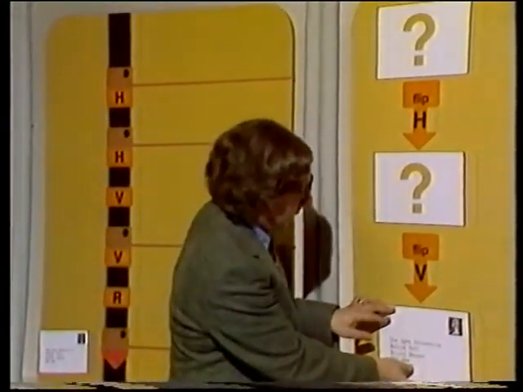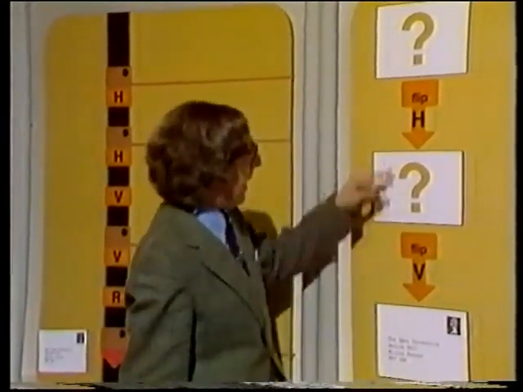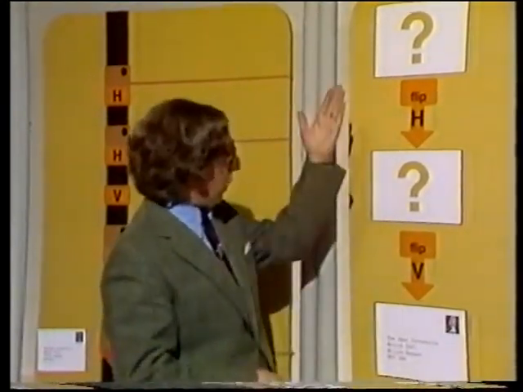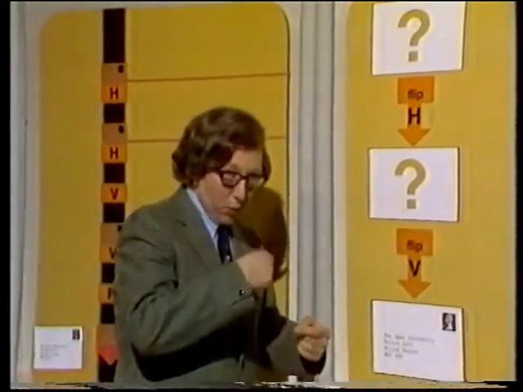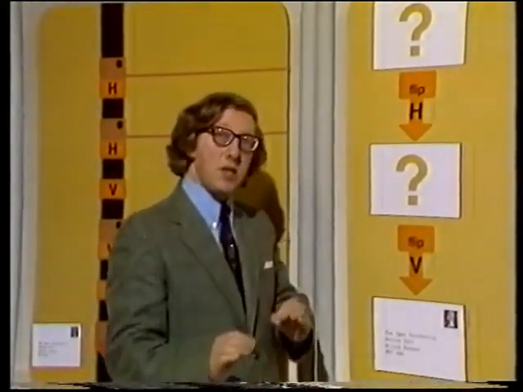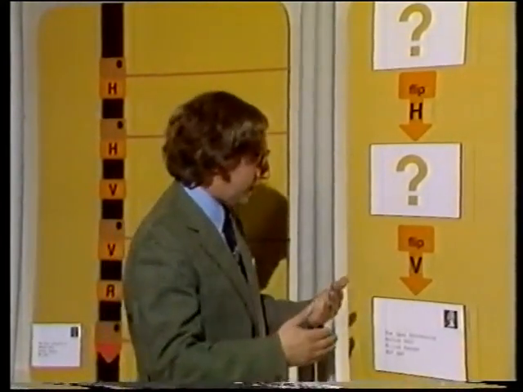So let's see what the problem is. The problem is I've got a letter which has been righted by having an H and a V done to it, and I'd like to know what was the original position so that I can see what single action would have done that. Seems a bit tricky, but I can solve this problem by working backwards.